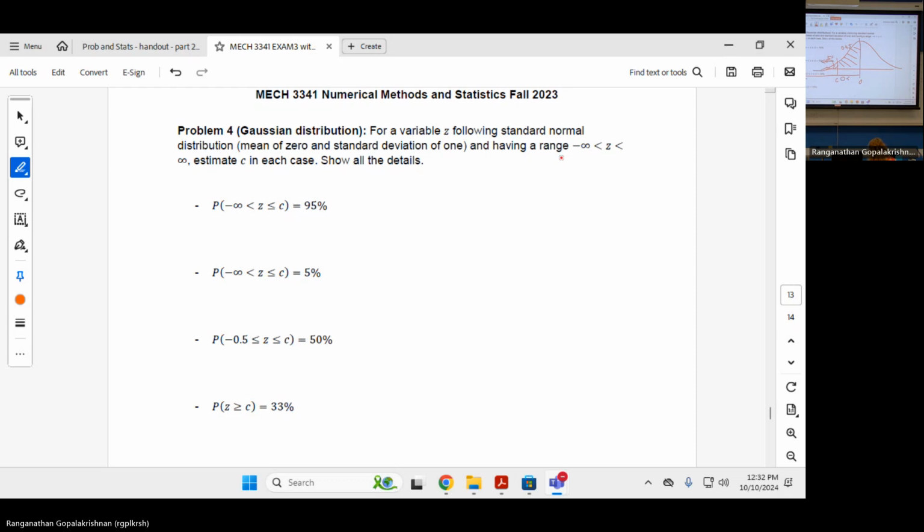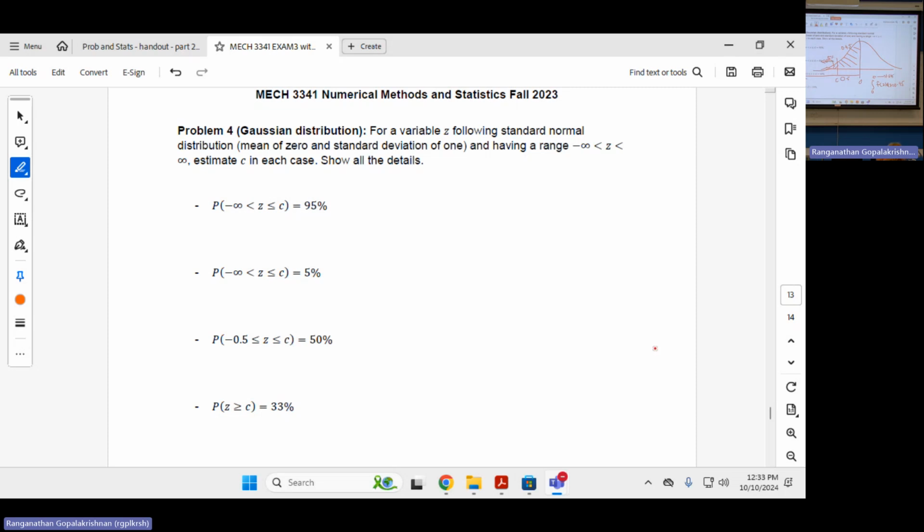Do you agree? 45%. So it's like asking the integral from 0 to C of f(z) dz is 45%. What value of C will get you 45%? 1.645, right? We just did that previously. So C equals 1.645.